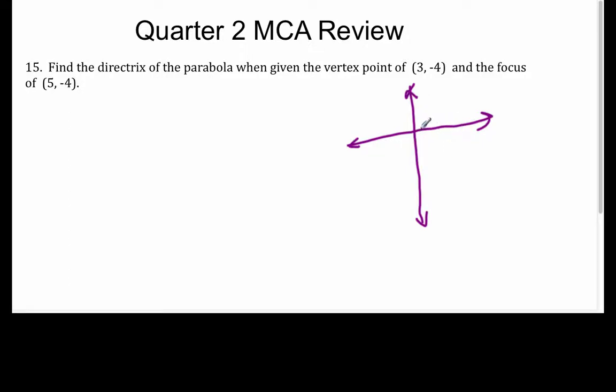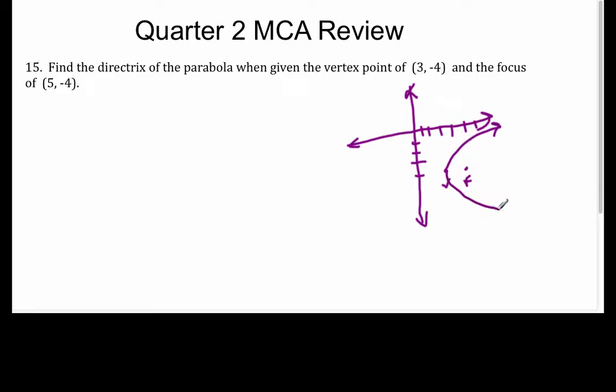But so 1, 2, 3, 4, 5, 6. I know where the two points are. I'm going to be down here at -4. So 1, 2, 3, 4. So at 3, -4, that's my vertex. At 5, -4, that's my focus. Now I know that the focus is on the inside, and I know the vertex is part of the graph.